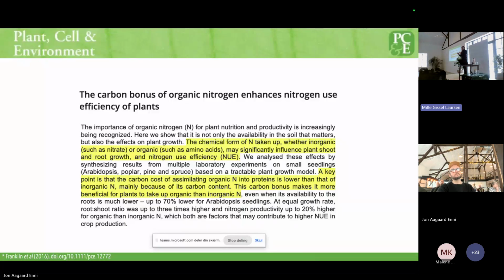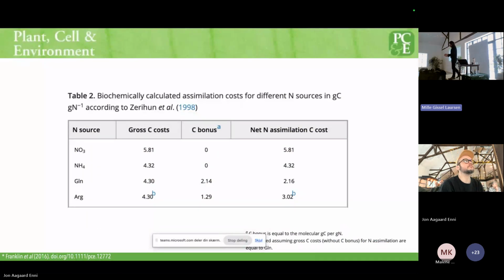So this carbon bonus, the embedded carbon that comes with the nitrogen in the organic form, is what adds a big part of the efficiency gain, and therefore makes it more beneficial for plants to make use of organic versus inorganic forms. So here's what we're looking at. We're going to do some carbon economics. What you're looking at here is a table that says, how much energy does it cost the plant to process that nitrate versus ammonium versus these amino acids?